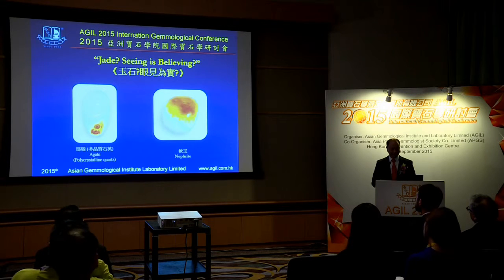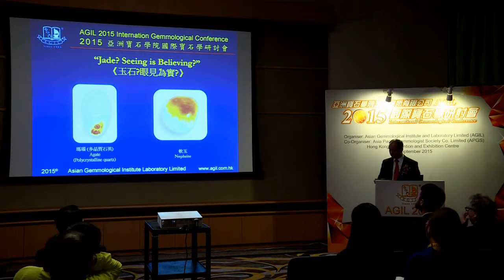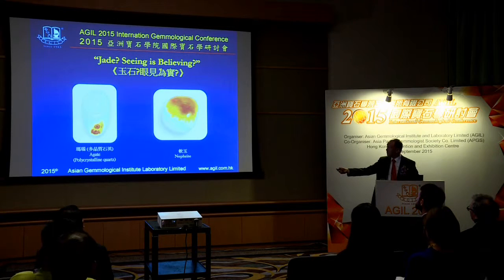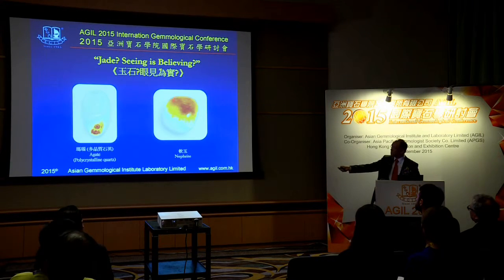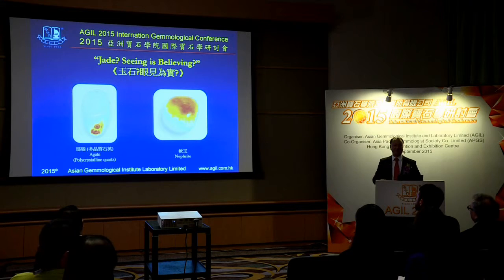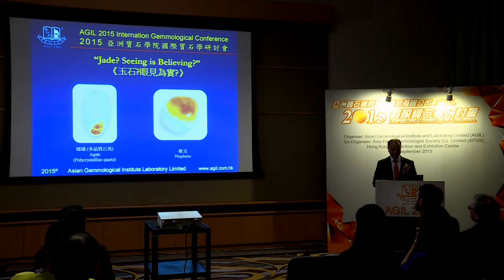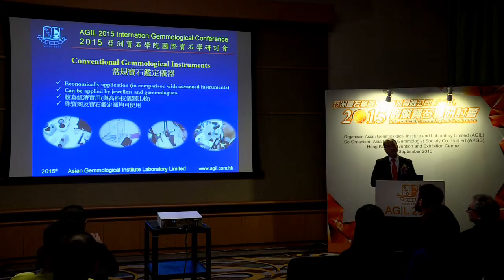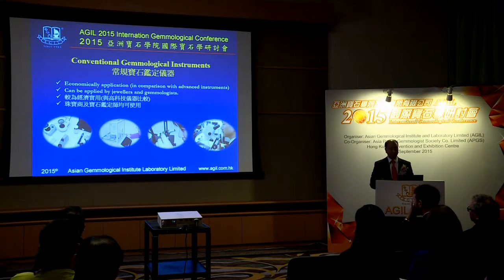The secondary deposit of nephrite is sometimes characterized by an oxidation brownish color. Now on the left-hand side is a piece of agate. The yellowish part resembles the oxidation stain of nephrite. So here we see agate imitating nephrite.